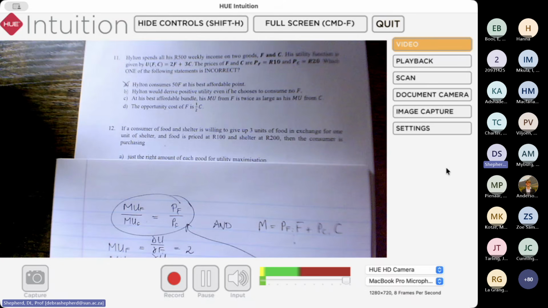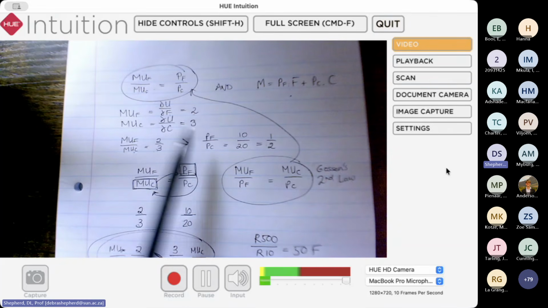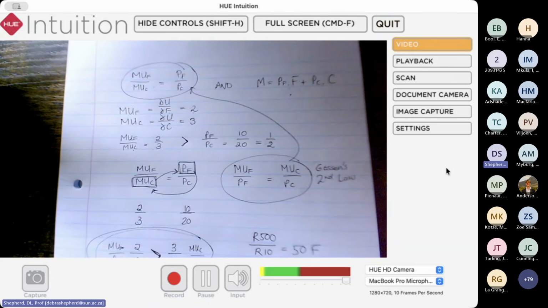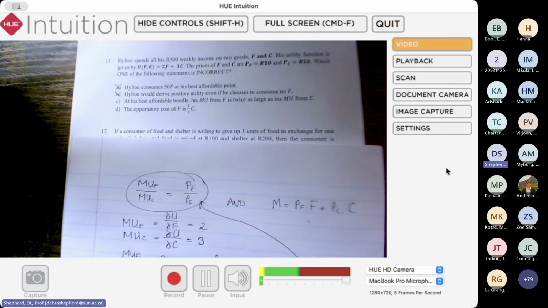C then says, at his best affordable bundle, his marginal utility from F is twice as large as his marginal utility from C. Okay, so let's go back to all the math we did. So at his best affordable points, what we figured out is that his marginal utility from F is always 2. His marginal utility from C is always 3. That does not agree with the statement of C. Okay, it is not true that his marginal utility from F is twice as large as his marginal utility from C. In fact, his marginal utility from F is smaller than his marginal utility from C. You might then think, okay, but if his marginal utility from F is smaller than his marginal utility from C, why does he optimize by only consuming F?